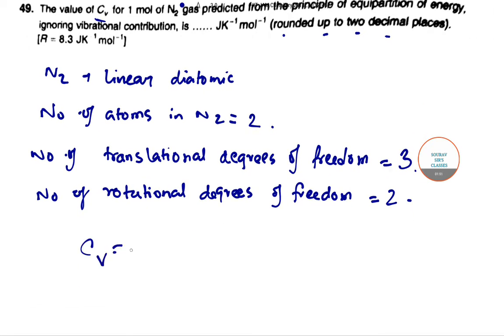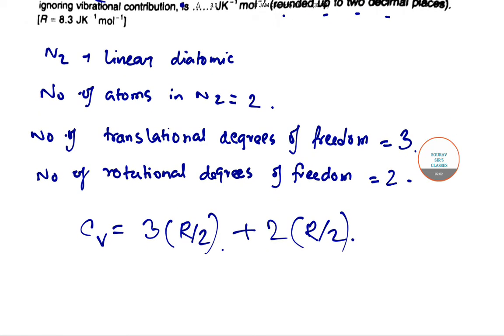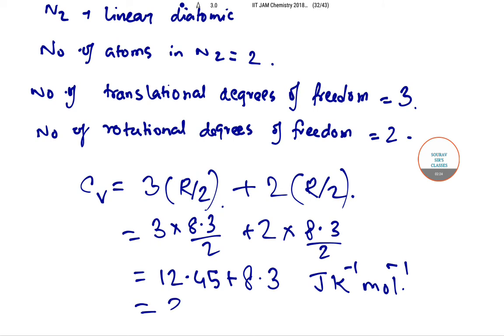So Cv equals 3 into R by 2 plus 2 into R by 2, and R is given as 8.3 joule per Kelvin per mole. So this is equal to 3 into 8.3 by 2 plus 2 into 8.3 by 2. So effectively this will be equal to 12.45 plus 8.3 joule per Kelvin per mole. So this value will be equal to 20.75 joule per Kelvin per mole.